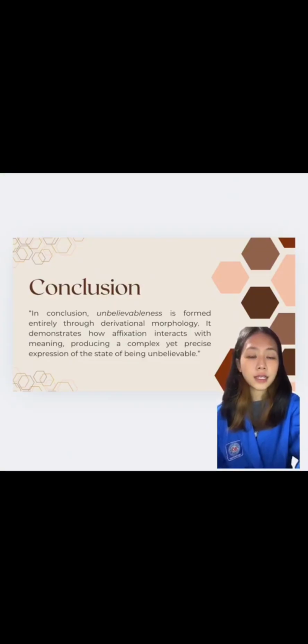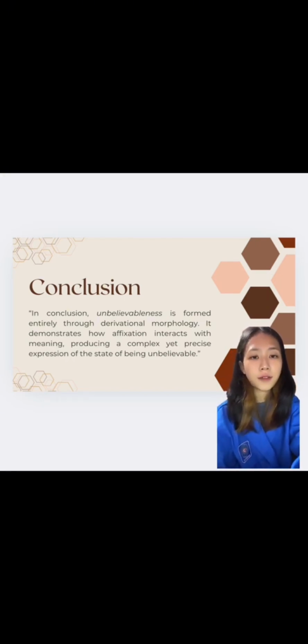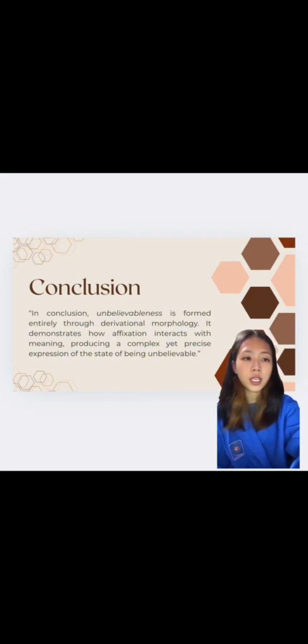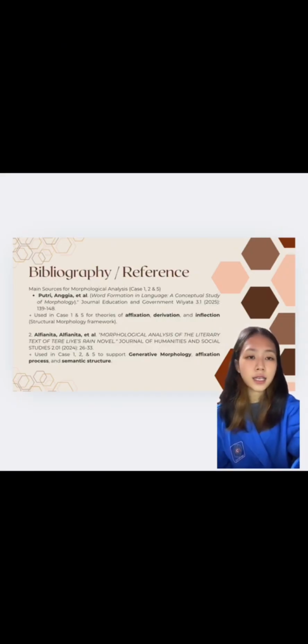For the next slide is the conclusion. In conclusion, unbelievableness is formed entirely through derivational morphology. It demonstrates how affixes interact with meaning, producing a complex yet precise expression of the state of being unbelievable. As you can see, the next slide is the bibliography or references for you, and if you want to know those references, you can see this slide.